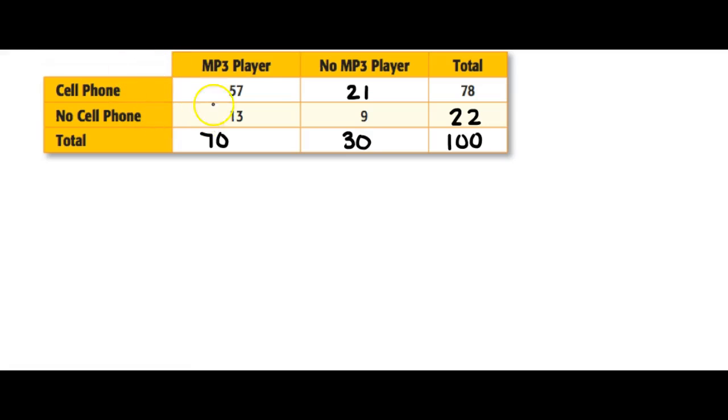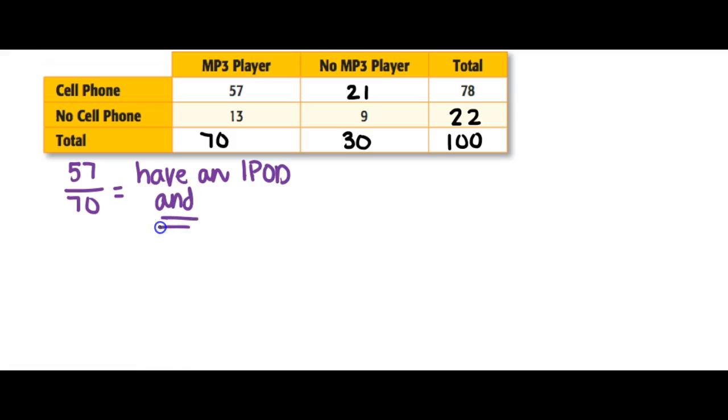So when we're looking at that, we know that if we say, out of all the people who have iPods or MP3 players, 57 of them have cell phones. So we would be 57 out of 70. And these are the people who, our first thing is, have an iPod. I'm just going to call them iPods. And a cell phone. That's one of the key things. So that first phrasing there is what tells us what our ratio is going to look like.